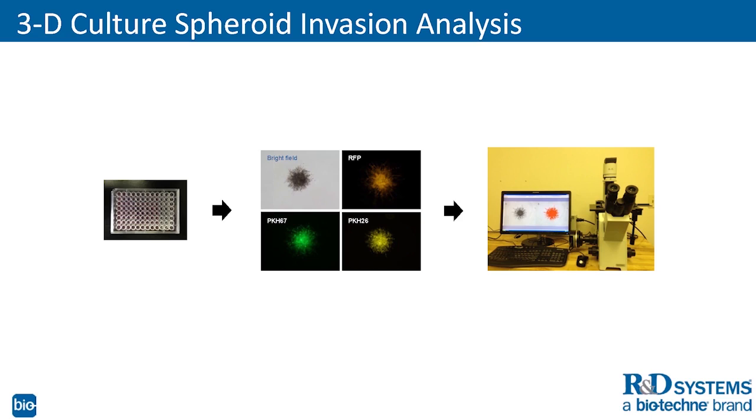The advantage of the fluorescence, of course, is that you have a better signal to noise. It's much easier to pick up the structures. Whereas with the bright field, the advantage there is it's label free.